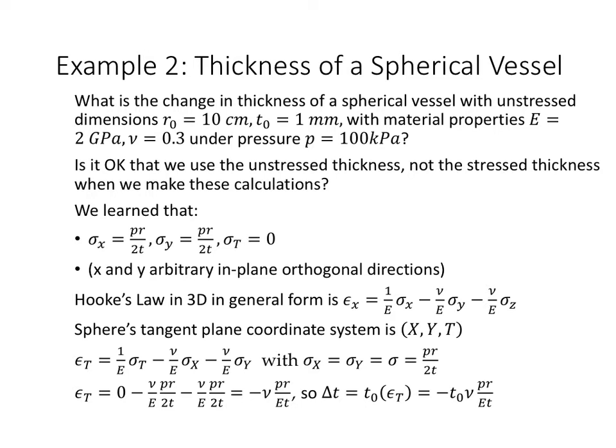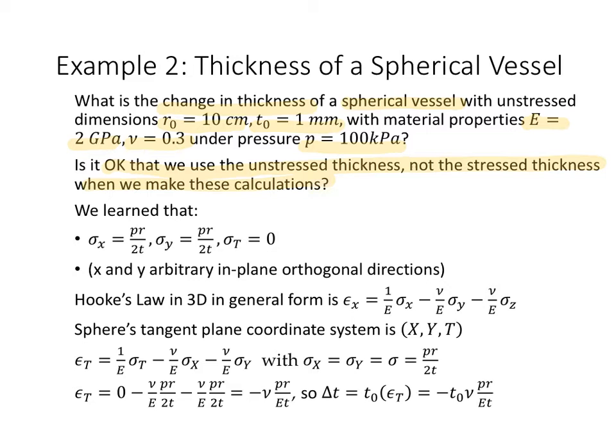This example asks us to calculate the change in thickness of a spherical vessel when we're given the unstressed dimensions. R naught is 10 centimeters, T naught is 1 millimeter, and the material properties are E, Young's modulus, 2 gigapascals, and Poisson ratio 0.3, and it's exposed to a pressure of 100 kilopascals. We are also asked to think about whether it's okay that we have to use the unstressed thickness and not the stressed thickness when we make these calculations. So we need to remember to return to that.